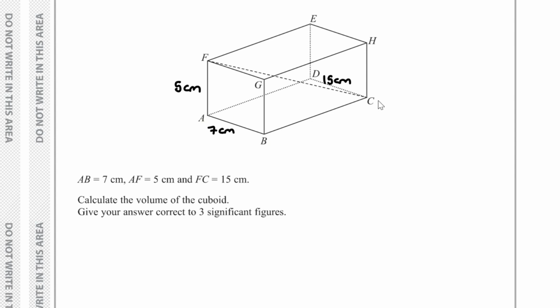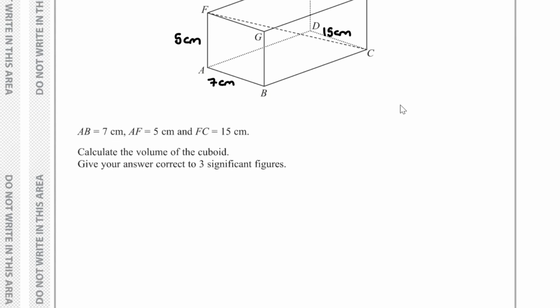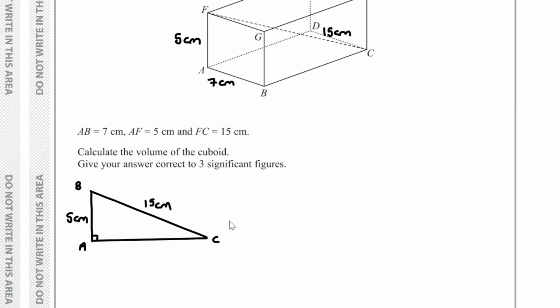Now, for us to calculate BC, we first of all need AC. And we can do this by forming a right-angled triangle. So here, we have a right-angled triangle, something looking like this. We've got A, B, and C. We've got 15 centimeters as given here. Then we've got 5 centimeters as given here. So now we need to calculate AC.